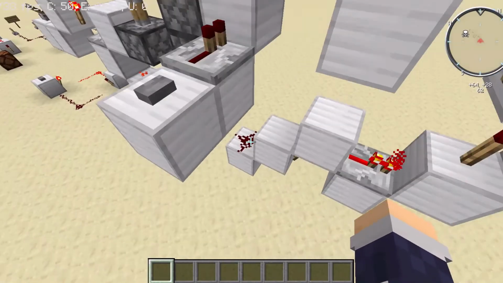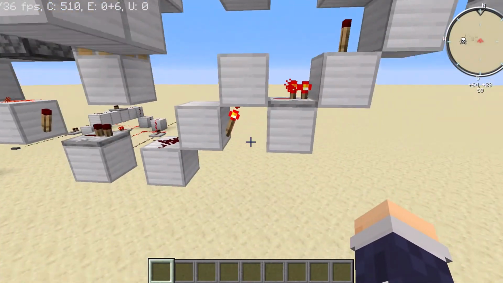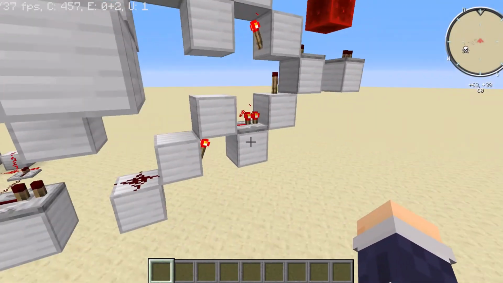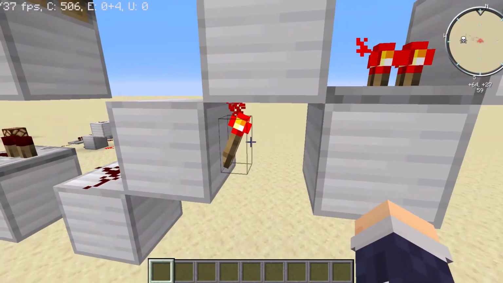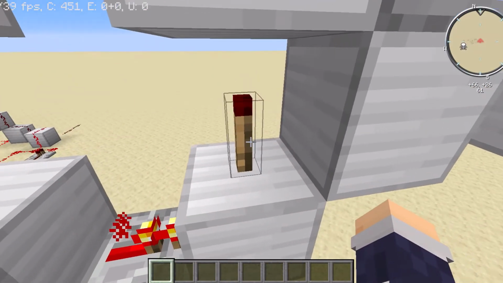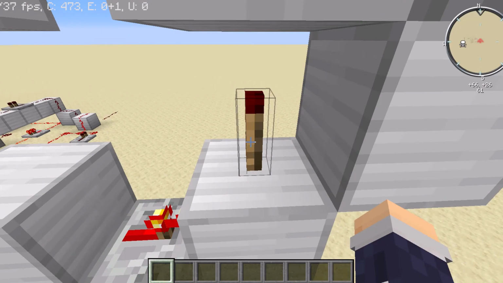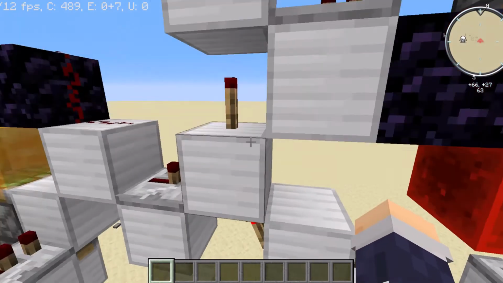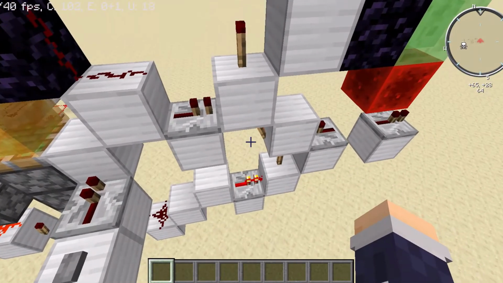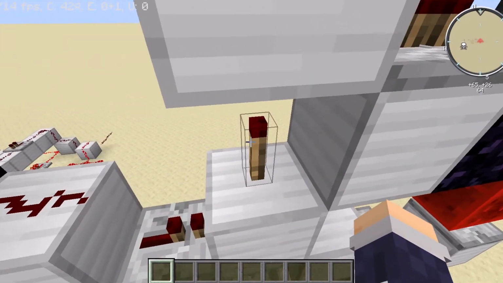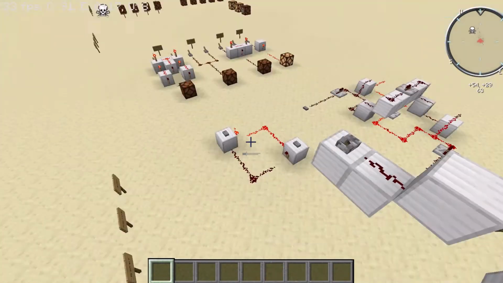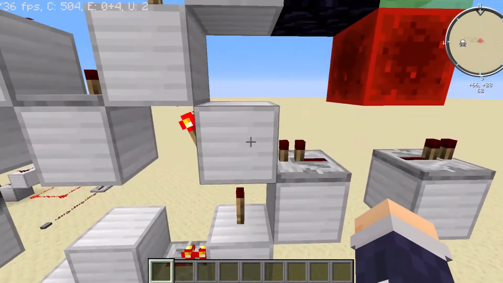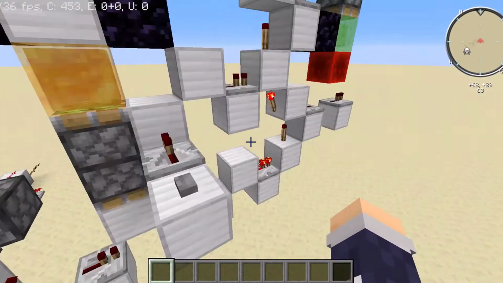Then this area is the most complicated. And yeah, I inverted the line here because I needed to invert it here again, because that was the only way to power this block. This is a little bit more complicated, but this block with its redstone torch is one of the redstone torches, and the other one is the other one.